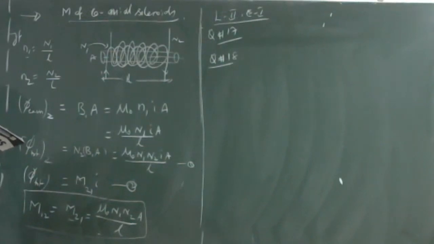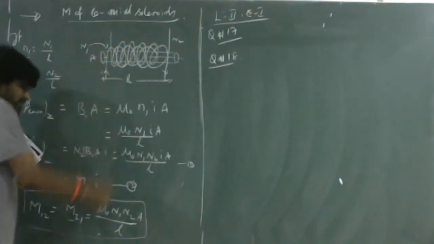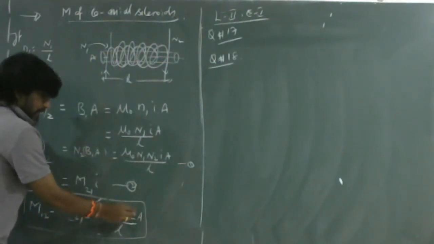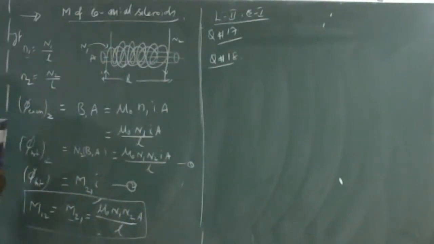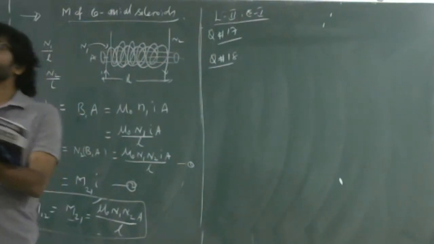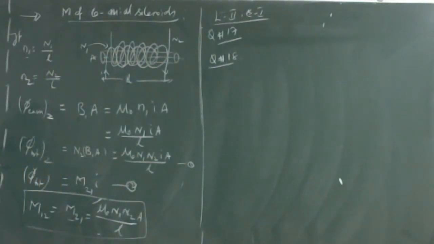The mutual inductance of these two coils is, so the mutual inductance between any two coils having N1 and N2 turns is given by mu naught N1 N2 A by length L. Got it? So you can say mu naught N1 N2 A by L. The second option is the right one. This is not a calculation based one, it is conceptual based only.